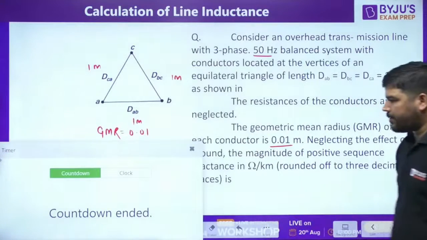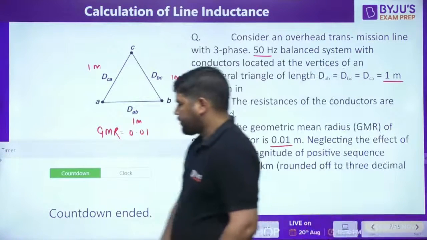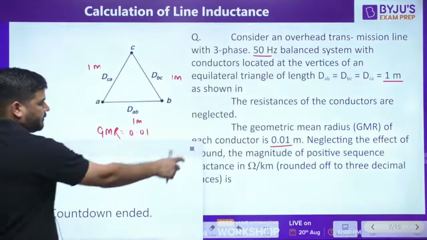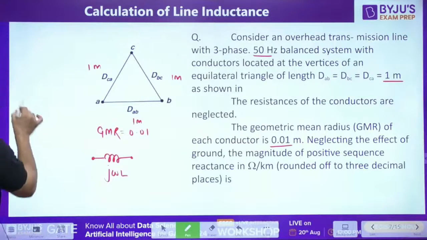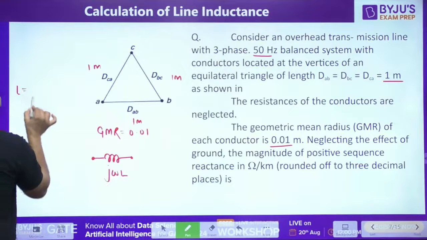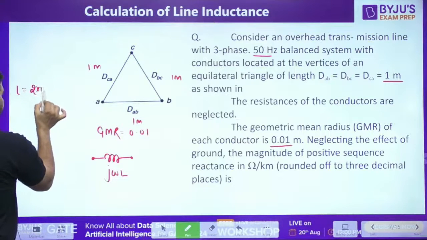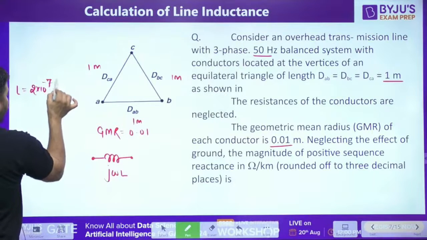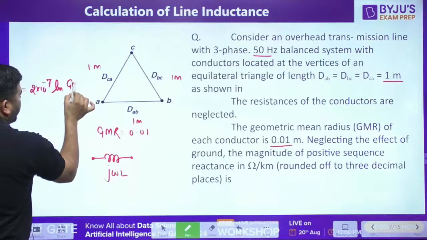Okay, guys, time is over. Now it's my turn. We know that the inductance of a line is 2 into 10 raised to the power minus 7 ln GMD over GMR.